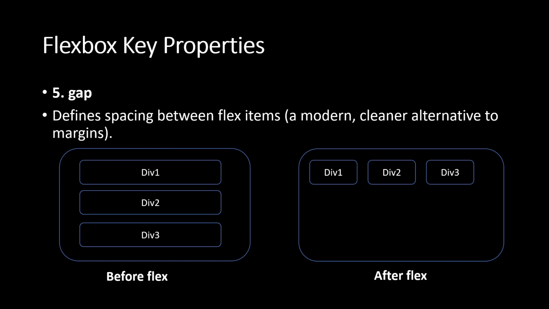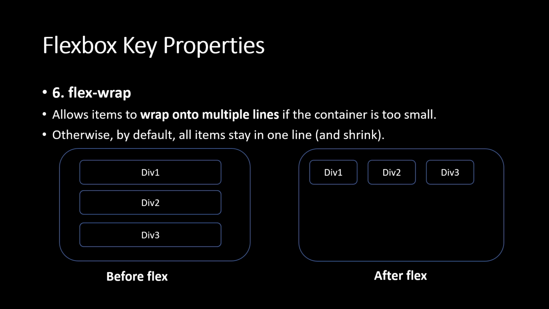So what gap does is, gap is basically used to set space between two items. Like if we set a gap between div1, div2, and div3, these have some value like 2 pixels, 3 pixels, something like this. And flex wrap allows items to wrap into multiple lines if the container is too small, otherwise by default all items stay in one line.